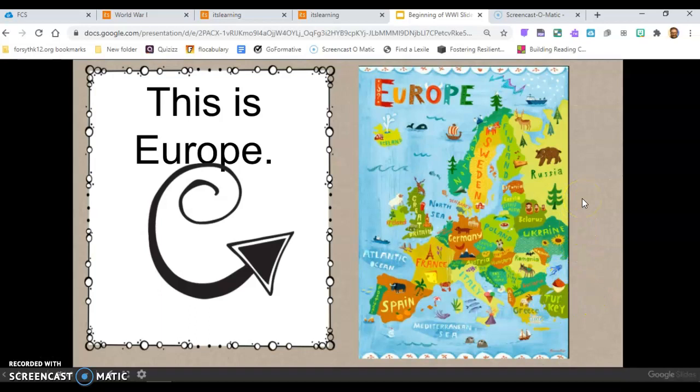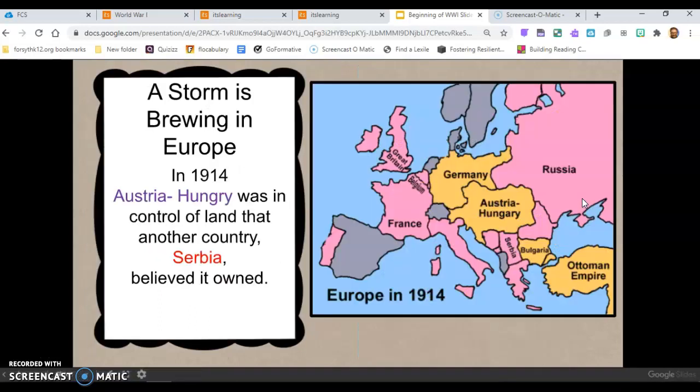But we have Europe here, and not all of these countries got along. Okay, they were on teams essentially. And so if we look at this, there's a lot going on in Europe. It's the year 1914, and Austria-Hungary, which you could see right here, was in control of land that another country, Serbia, right here, believed that it owned. So they argued over this land. There were tensions involved for sure.